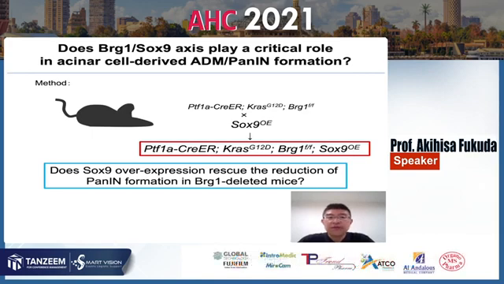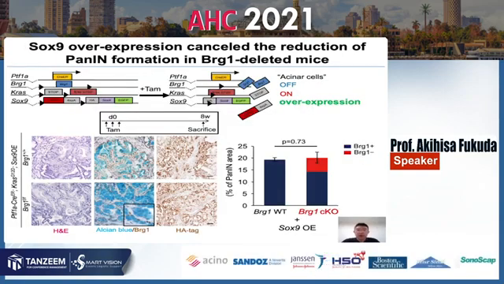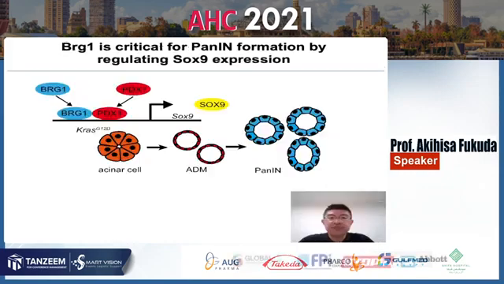To determine the functional relationship between BRG1 and SOX9, we investigated whether SOX9 overexpression cancels the phenotype of decrease in PanIN formation by BRG1 deletion. Remarkably, SOX9 overexpression cancels the reduction of PanIN formation in BRG1 knockout mice. From this data, BRG1 is critical for PanIN formation by regulating SOX9 expression directly.